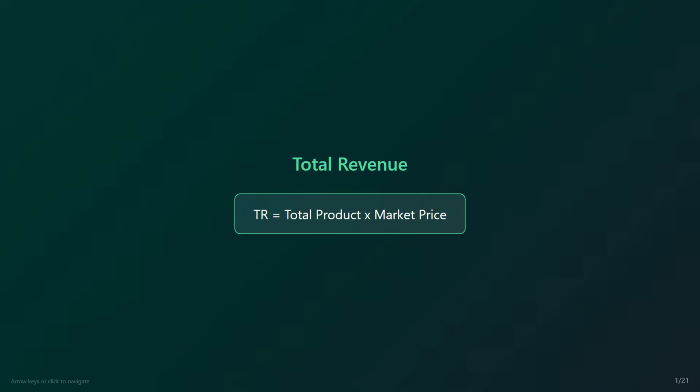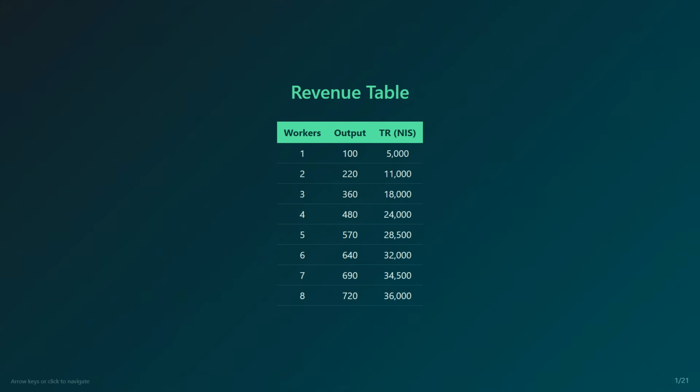Worker 5, output 570, revenue is equal to 570 times 50 equals 28,500. Worker 6, output 640, revenue is equal to 640 times 50 equals 32,000. Worker 7, output 690, revenue is equal to 690 times 50 equals 34,500. Worker 8, output 720, revenue is equal to 720 times 50 equals 36,000.